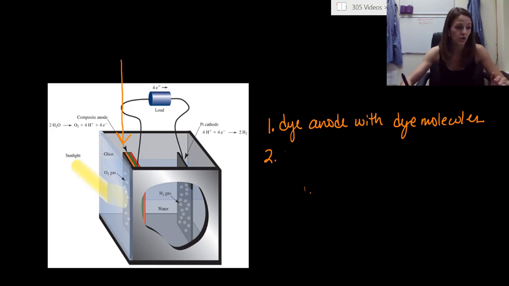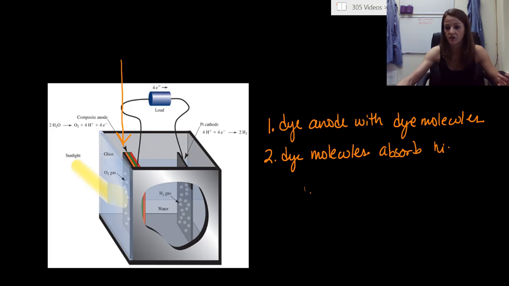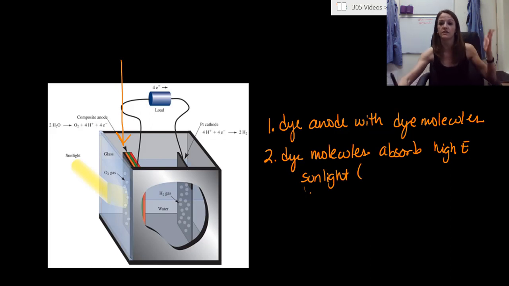The second thing you do is that you have your dye molecules that are on the outside. Your dye molecules are going to be exposed to sunlight, and when that happens, they're going to absorb the high energy sunlight. We'll just call it sunlight, okay? And so now we know at this point our high energy sunlight is going to be our UV radiation. All right, so we're not looking for visible, we're not looking for IR, we need high energy. We need enough energy to actually split that water.